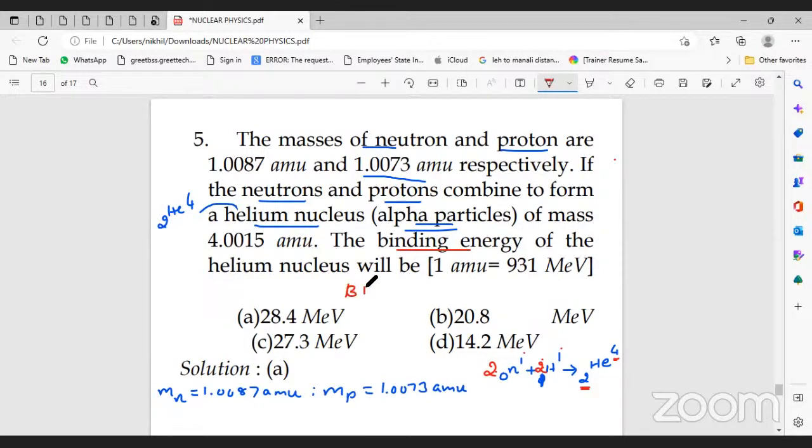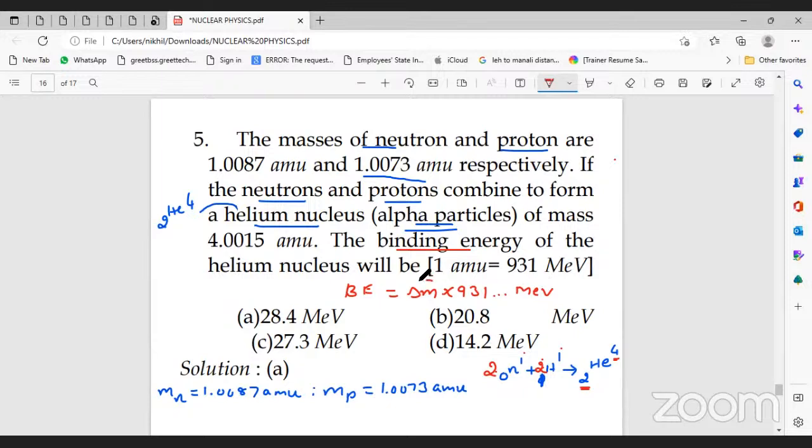For this, they're asking you to find the binding energy. What is the formula for binding energy? Binding energy is given by delta M into C squared. But don't use C squared here. Can you tell me, students, why I am not going to use C squared? Because the mass is not represented in kg. The mass is in terms of AMU, so you can directly multiply by 931, but you have to write the unit in mega electron volt, not in joule. Binding energy is delta M into 931 mega electron volt.